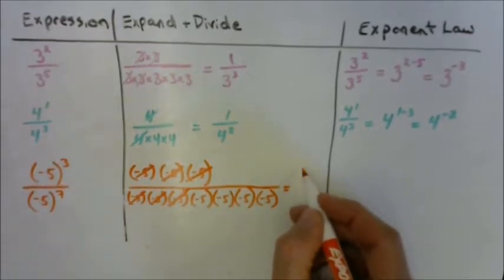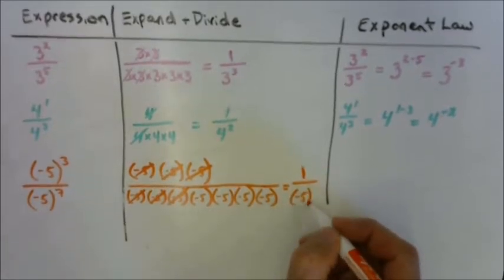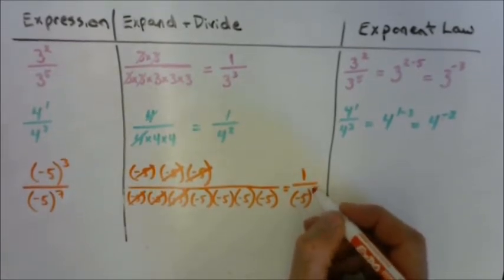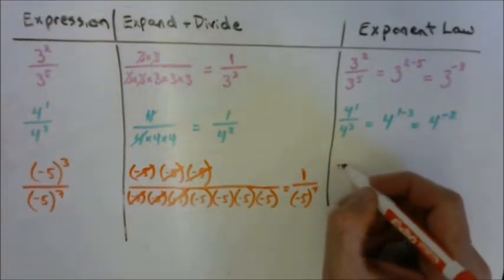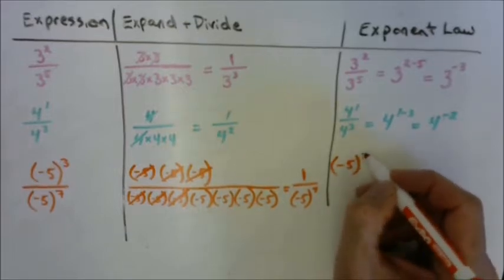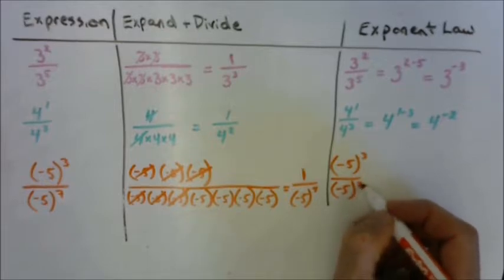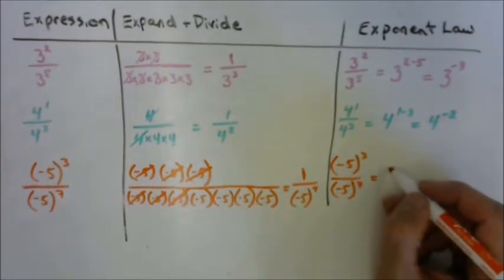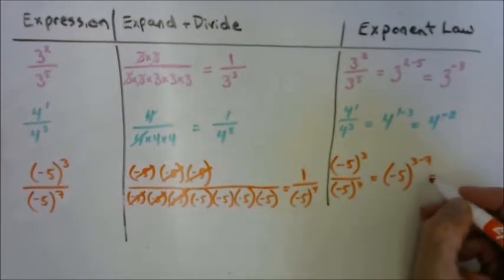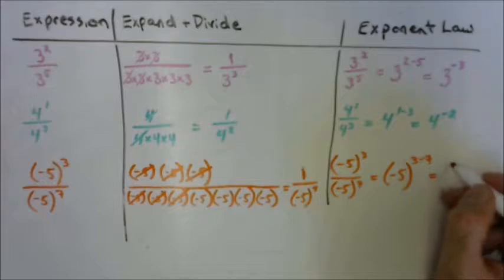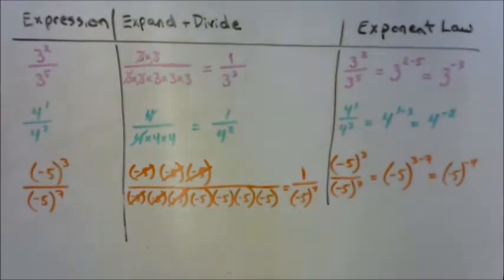So in the numerator, we're just left with 1. And the denominator, what do we have? 1 over negative 5 to the power of 4. Let's jump over to the exact same expression, but using our exponent law. We've got negative 5 to the power of 3 over negative 5 to the power of 7. Our quotient rule says that that's negative 5 to the power of 3 minus 7, which reduces to negative 5 to the power of negative 4.